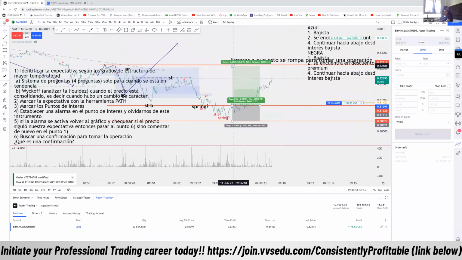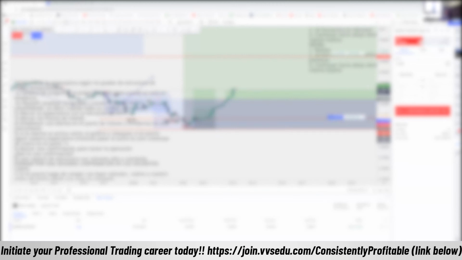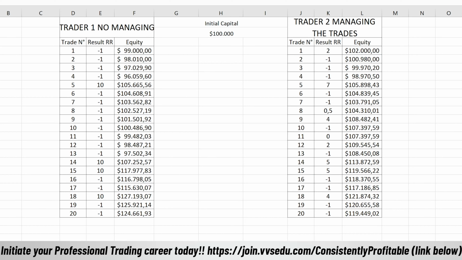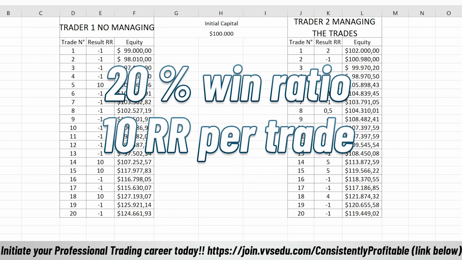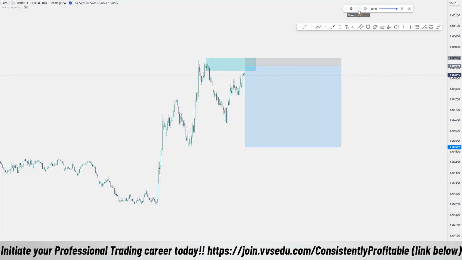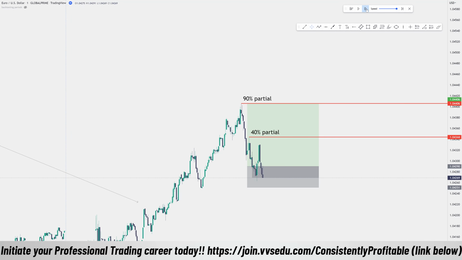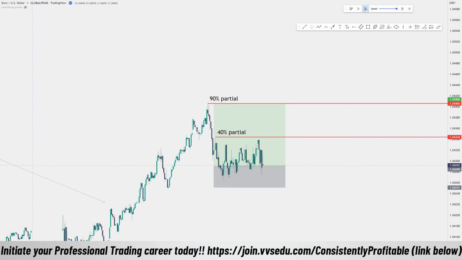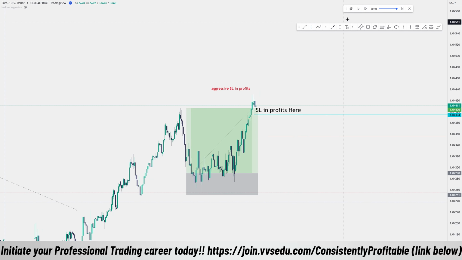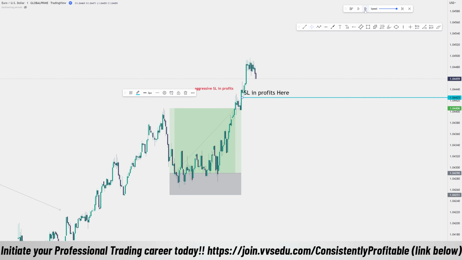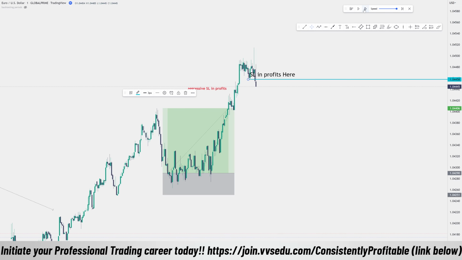Now, there is a question that must be answered regarding trade management. Is it worth taking partials or not? Let's compare two traders. They both use the same trading model, which consists of having a very low win ratio of about 20% and 10 risk to reward ratios per trade. One of them only closes the trade when it hits the stop loss or the take profit, and the other trader manages the trade in a smart way, taking partials when it's necessary. What would their equity curves look like after, let's say, 20 trades? Now, this is not an accurate example, and it's only based on my own experience.